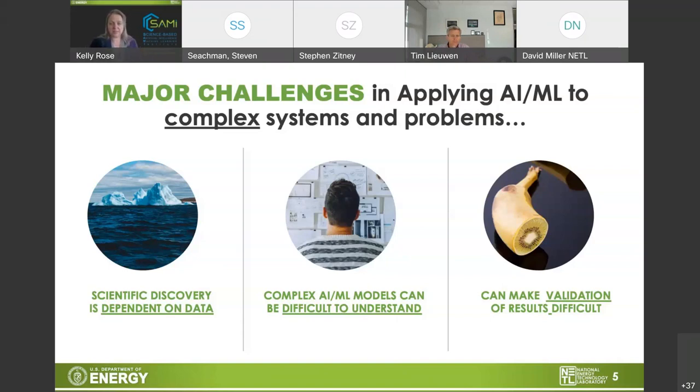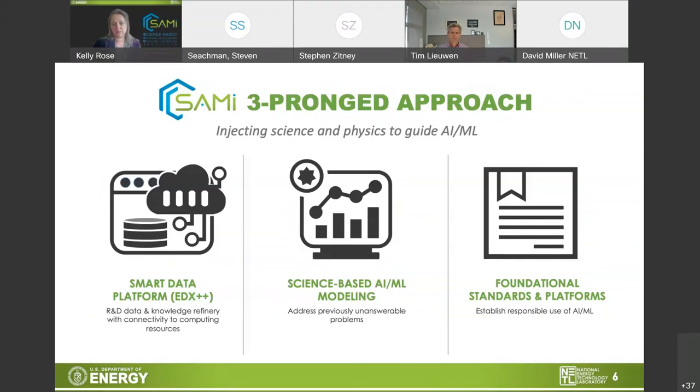And that's where SAMI's trying to accelerate answers that are reliable, trustworthy, and understandable. We're also trying to help facilitate access to appropriate data to drive these solutions, and development of the right types of models and capabilities as research teams chip away at different facets of these challenges, and then graduate those solutions when appropriate, when they're understandable, validated, and tested up the technology readiness level scale and out into the commercial space.